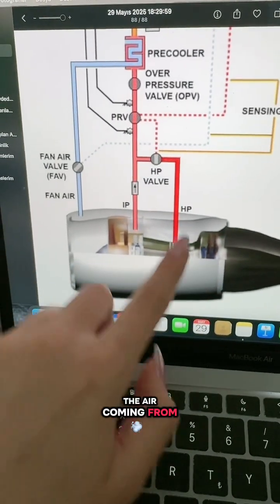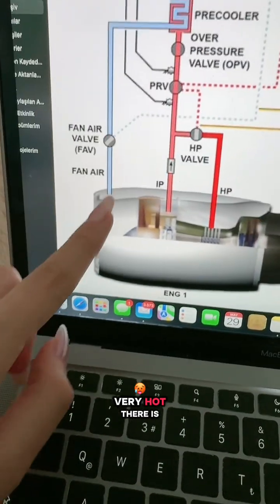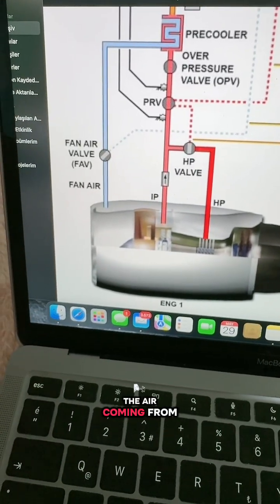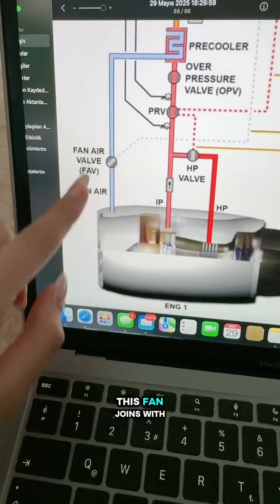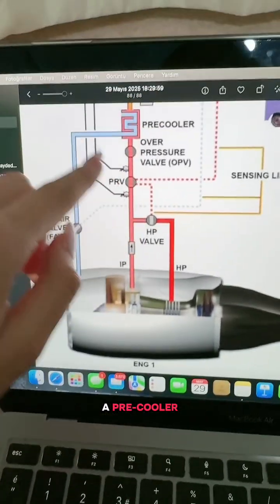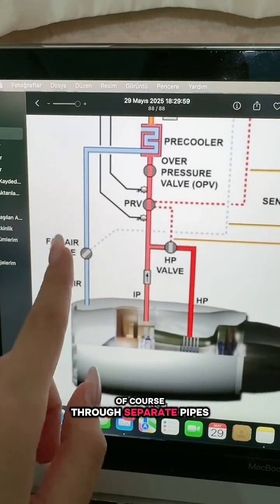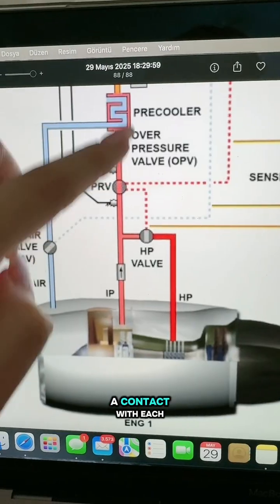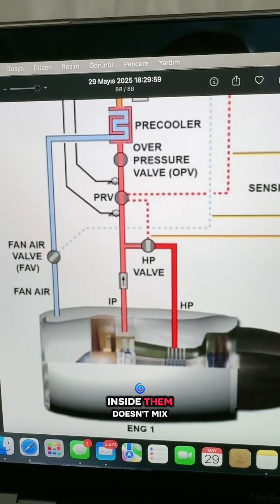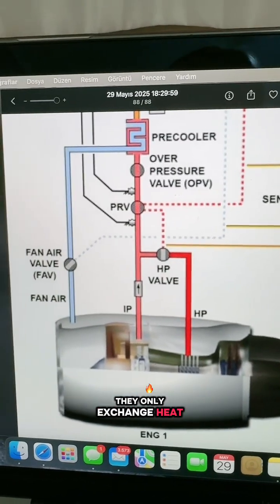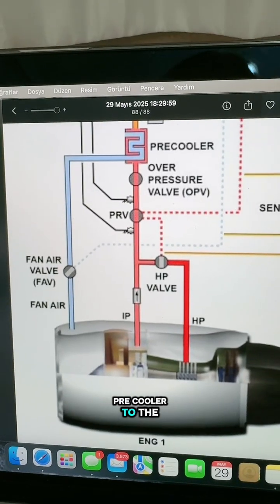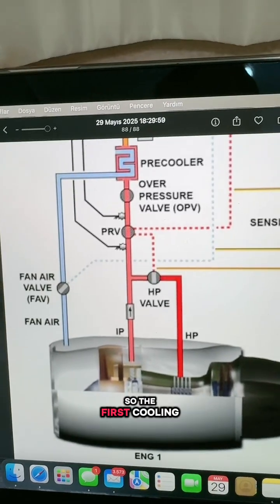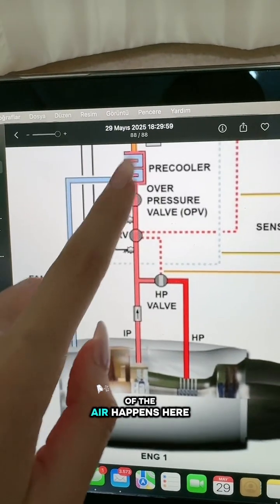The air coming from the engine is normally very hot. There is also a fan at the engine outlet. The air coming from this fan joins with the bleed air in a pre-cooler, of course, through separate pipes. These pipes are in contact with each other, but the air inside them doesn't mix. They only exchange heat. You can compare the pre-cooler to the radiator at the back of a refrigerator. It works in a similar way. So the first cooling of the air happens here.